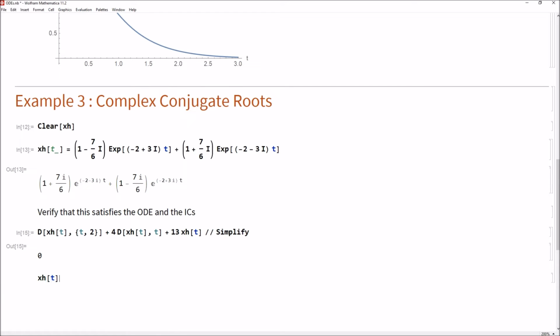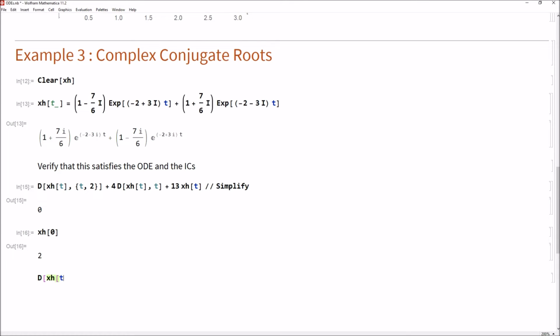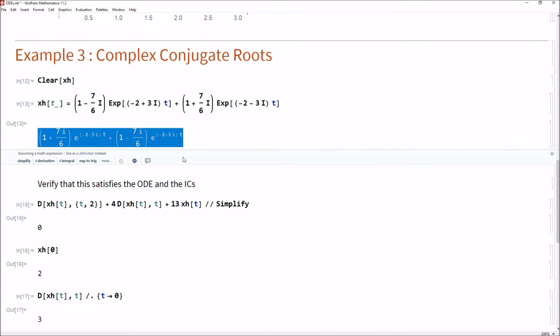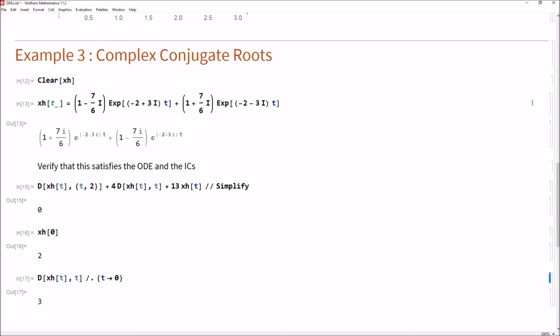Let's go ahead and now look at the initial conditions. We needed xh at time 0. This had to be 2, and look at that, that definitely works. And let's look at xh dot at time t equals 0. So that's that guy, shift enter that, and it's 3. So yay, look at this. This weirdo complex expression definitely satisfies the ODE and the ICs.